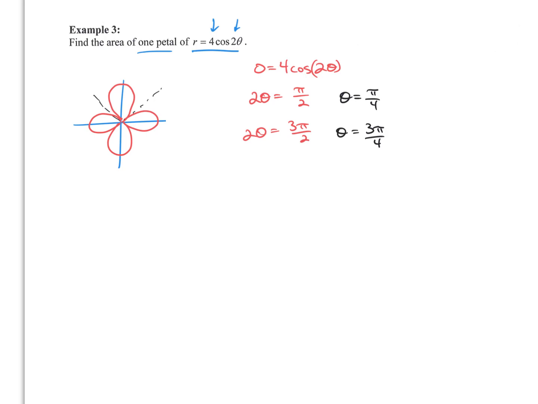All right, so because of that, I personally would just find the integral from what? We'd have 1/2 the integral from what? Pi over 4 to 3 pi over 4. Okay, so I would find the area of that petal right there. All right, I'm going to show you different ways to do it in a sec, though. And then my integrand would just be what? 4 cosine of 2 theta quantity squared.